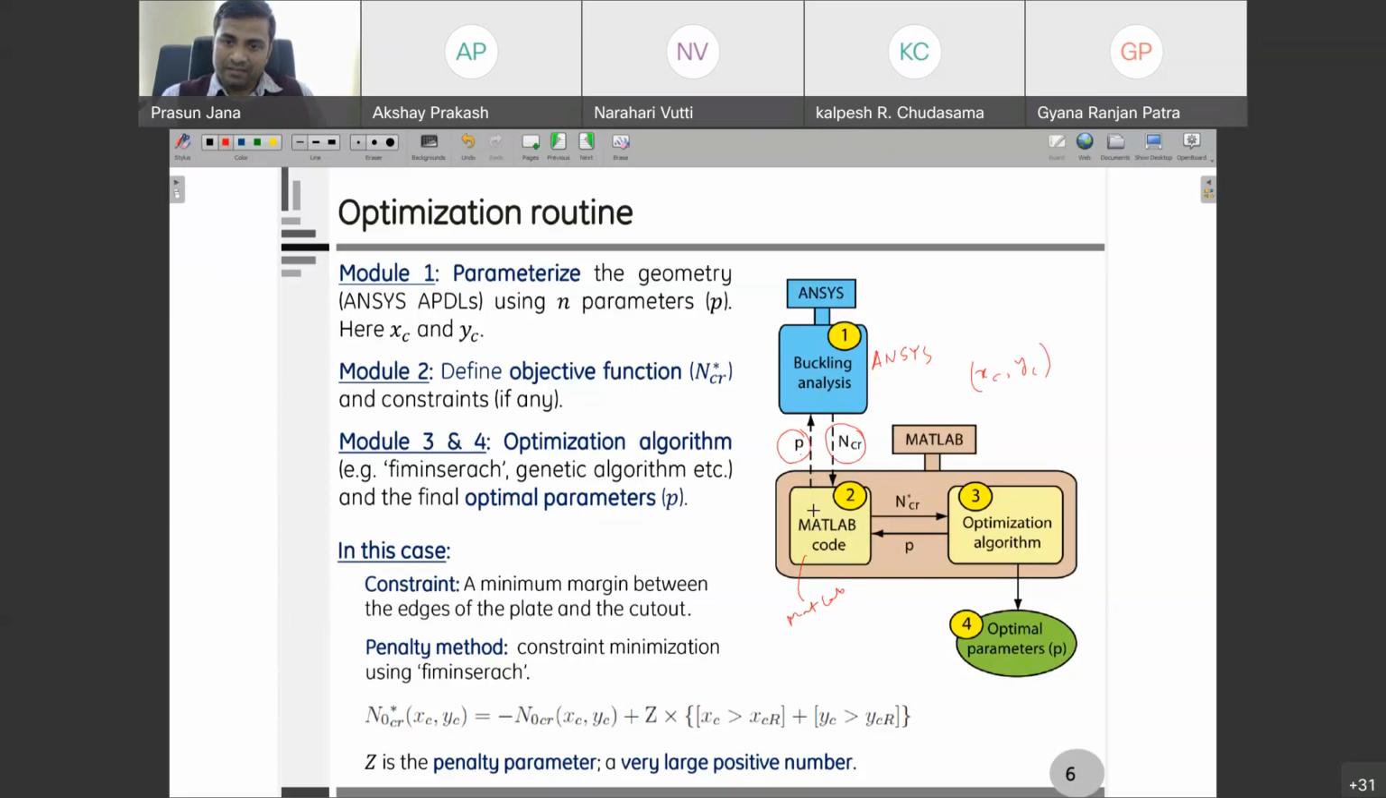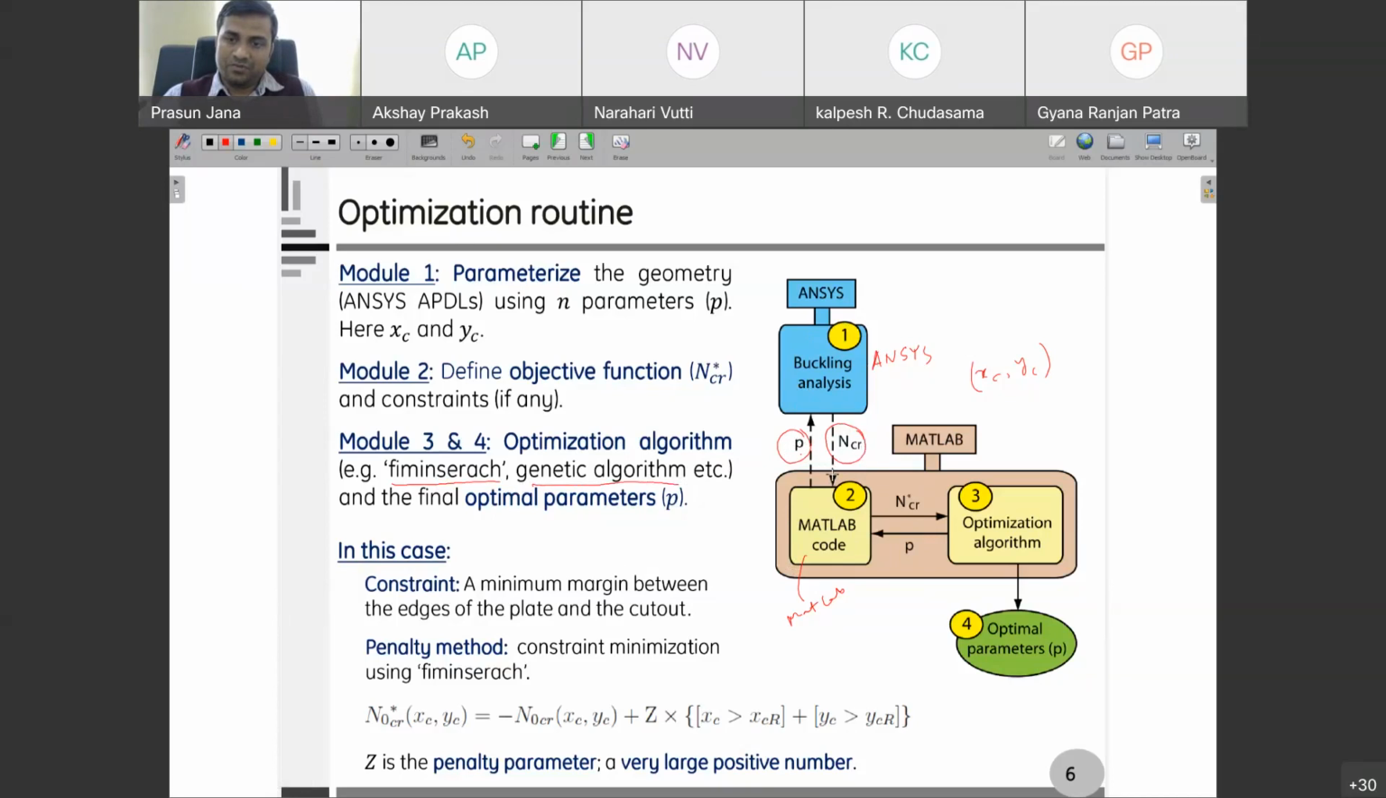And then in Matlab, you can use either a gradient-based optimization scheme like fminsearch, or a genetic algorithm, or so many other techniques available. You can use the inbuilt optimization techniques available in Matlab. You first choose a parameter and then feed it to Ansys. Ansys will solve for what the N critical is and give back this value. So it's a kind of scalar optimization.